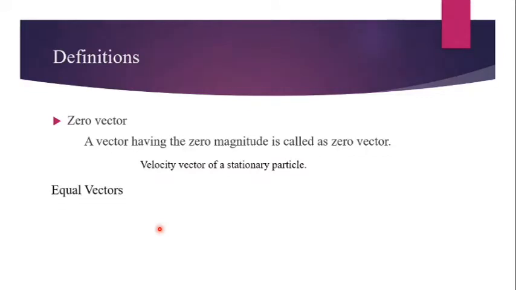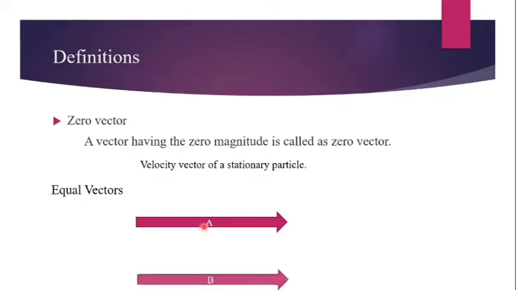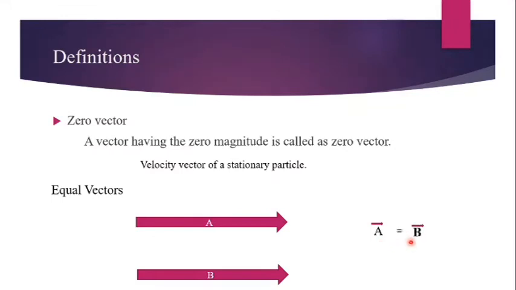Equal vectors. Now consider here the vector A and another vector B. We see that their directions are the same. Their lengths are also the same, means their magnitudes are the same. Such two vectors for which the direction and magnitudes are the same are called equal vectors. Then we can write here vector A is equal to vector B.